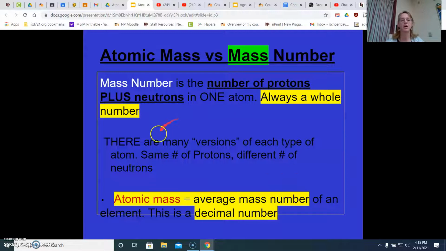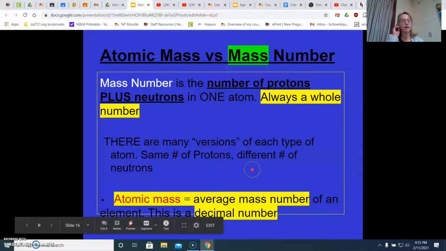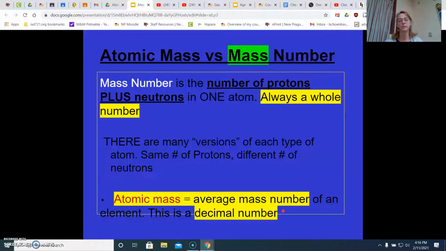Atomic mass takes all the versions of these atoms, adds them up, divides by the number of atoms there, just like you're finding your average in a class. We're going to add up all the versions of an atom, divide by the total number of atoms, and we get what is called an atomic mass. So atomic mass is an average. It is always a decimal, just like your average in my class might be 95.6. When you take an average, you usually end up with a decimal number.